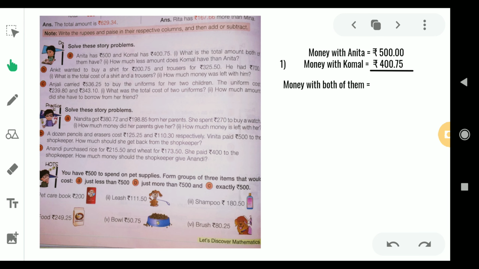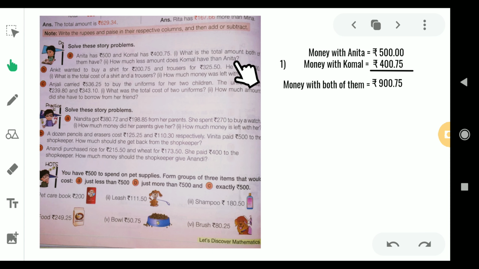We add both amounts like this. 0 plus 5 will be 5, 0 plus 7 will be 7, and 0 plus 0 will be 0 again, and 5 plus 4 is 9. So money with both Anita and Komal is how much? 900 rupees 75 paise.